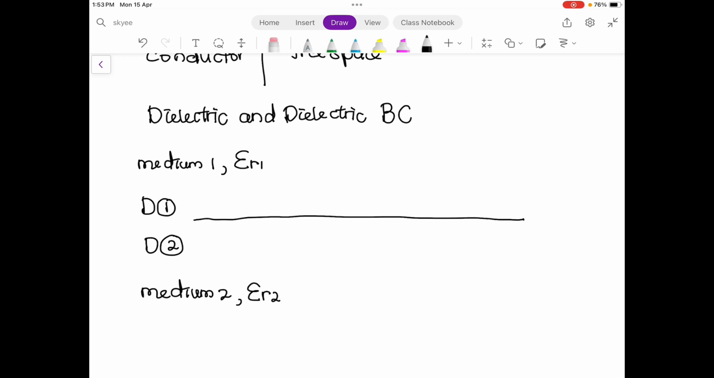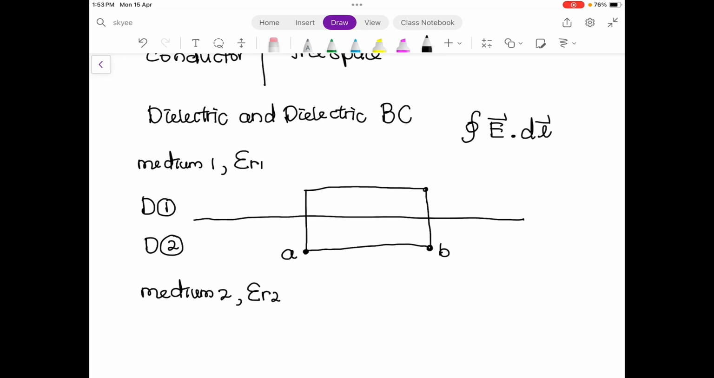The first boundary condition we can find by performing a line integral of the electric field around a closed rectangular path. So it is a closed loop. See here, I make a rectangular path at the interface between two mediums. Here I label it as A, and here I label it as B. We have a C, and we have a D.